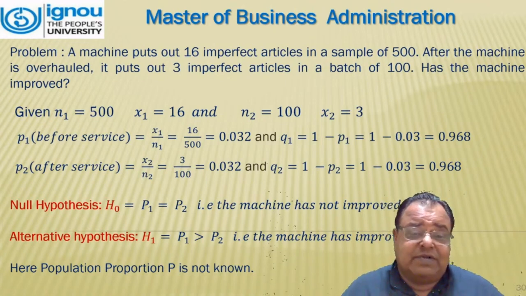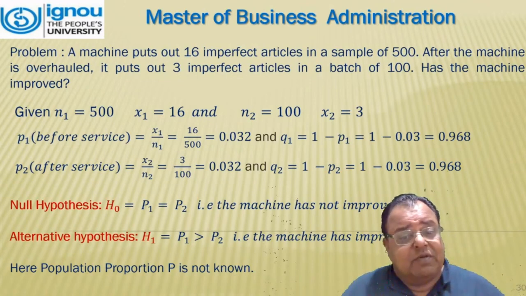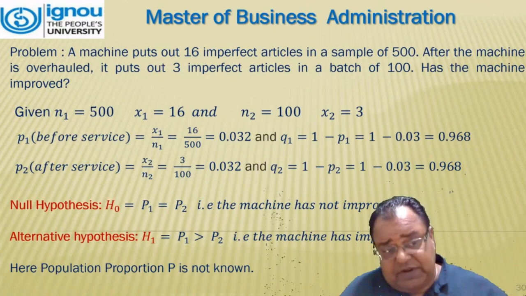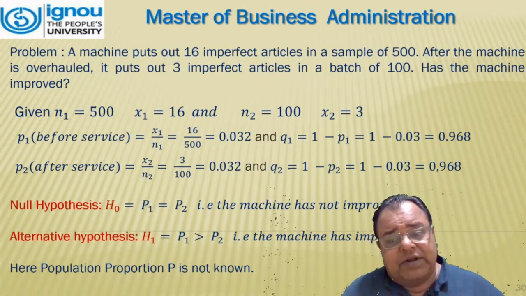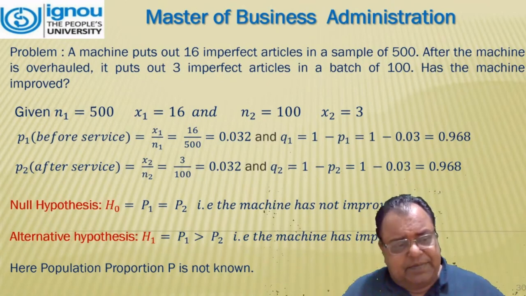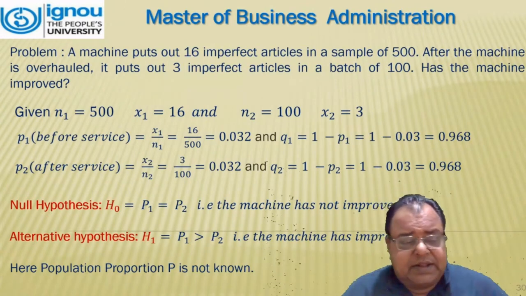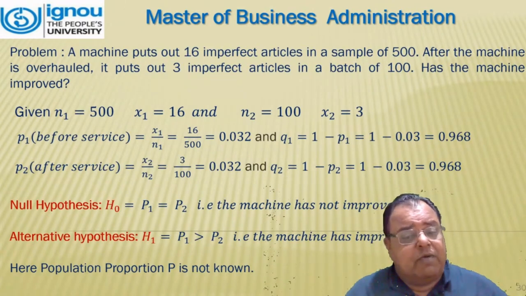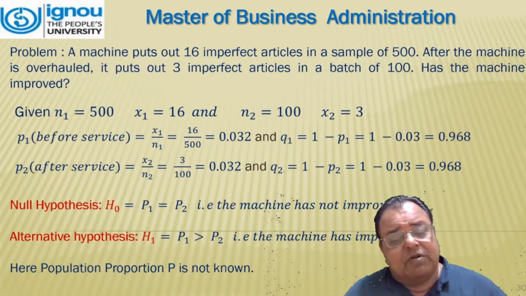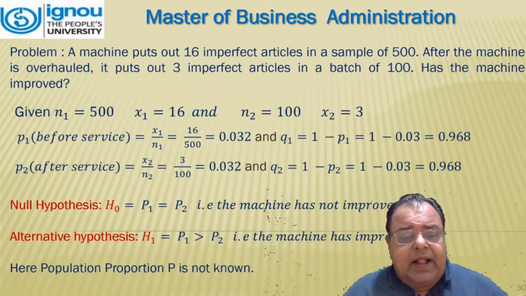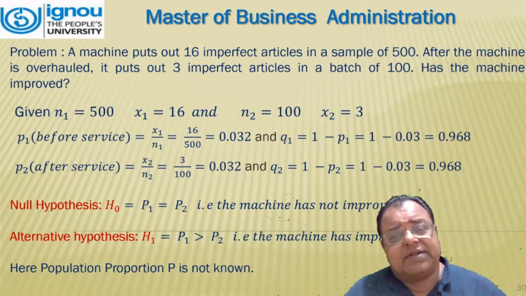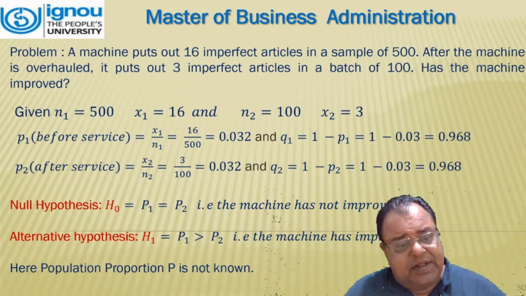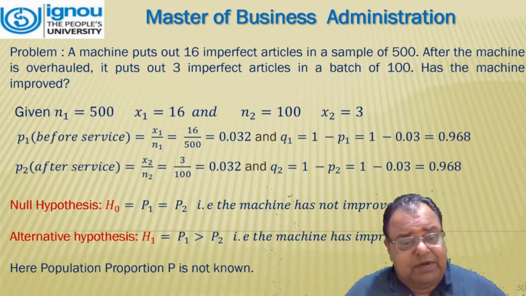Before servicing, it was 16 by 500, which was 0.032. If we are taking it as before servicing, the probability is P1, its failure Q1 will be 1 minus 0.032, which comes out to be 0.968. And after service, we are taking the probability as P2, which comes out to be 0.03. That means Q2 will be 0.97. For testing the hypothesis, we assume that the machine has not improved. If the machine has improved, then P1 will be greater than P2.